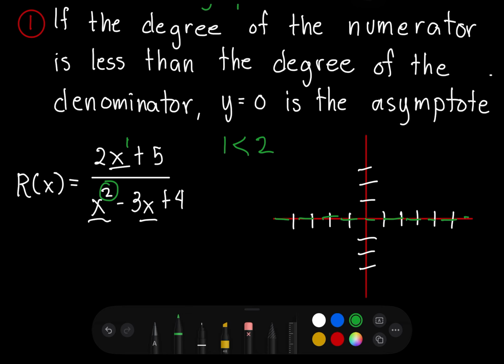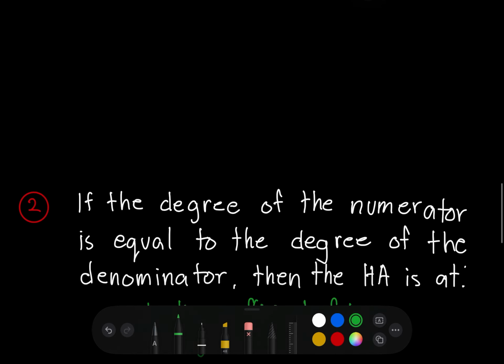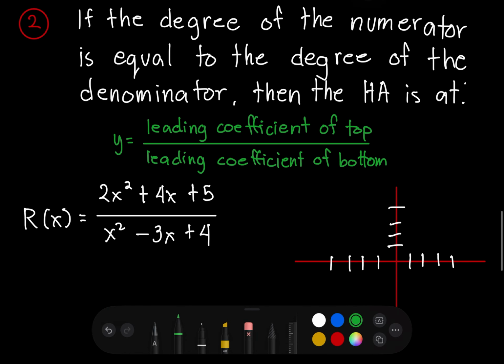Okay? So, kapag less than yung degree ng numerator compared to the degree of its denominator, or the degree of the top is less than the degree of the bottom, automatic, y is equal to 0 yung horizontal asymptote natin. Okay? Now, let's proceed on the second one.